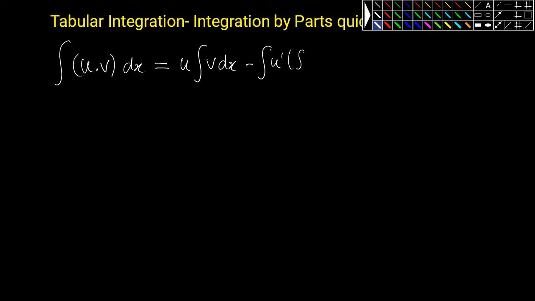So when we have a function which looks like u times v, and when we integrate u v dx, assume that u and v both are functions of x, that equals u as it is times the integral of v dx, minus the integral of u prime, that is the first derivative of u, times the integral of v dx.